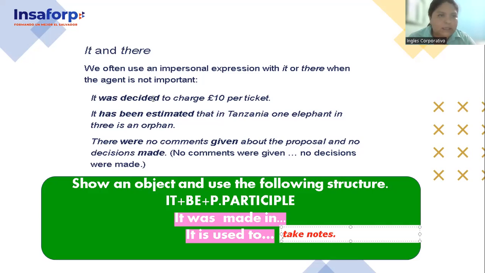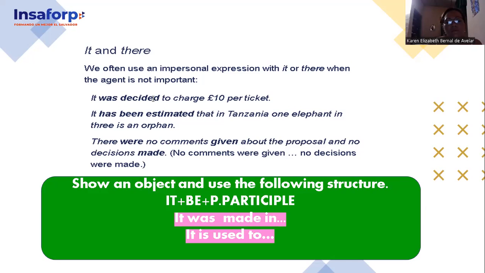Karen Elizabeth. Karen, show us an object and please use the structures. Okay, it was made in China. It is used to clean. To clean. Okay. What is that? Show us the object. Okay, so you didn't look for the object. Okay, but that's fair. It was okay. Let's see.